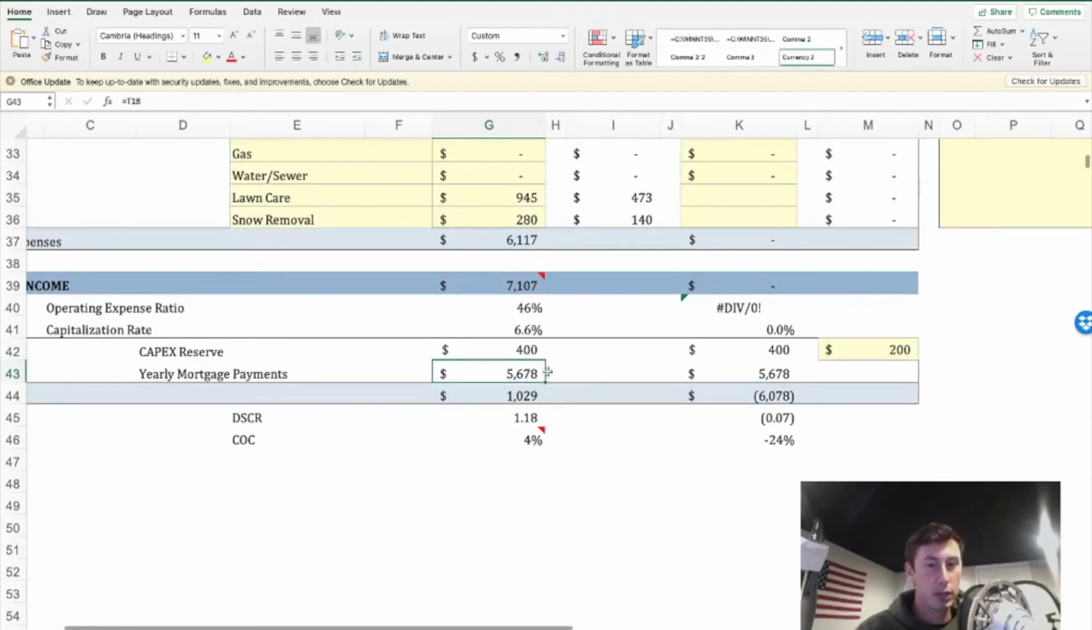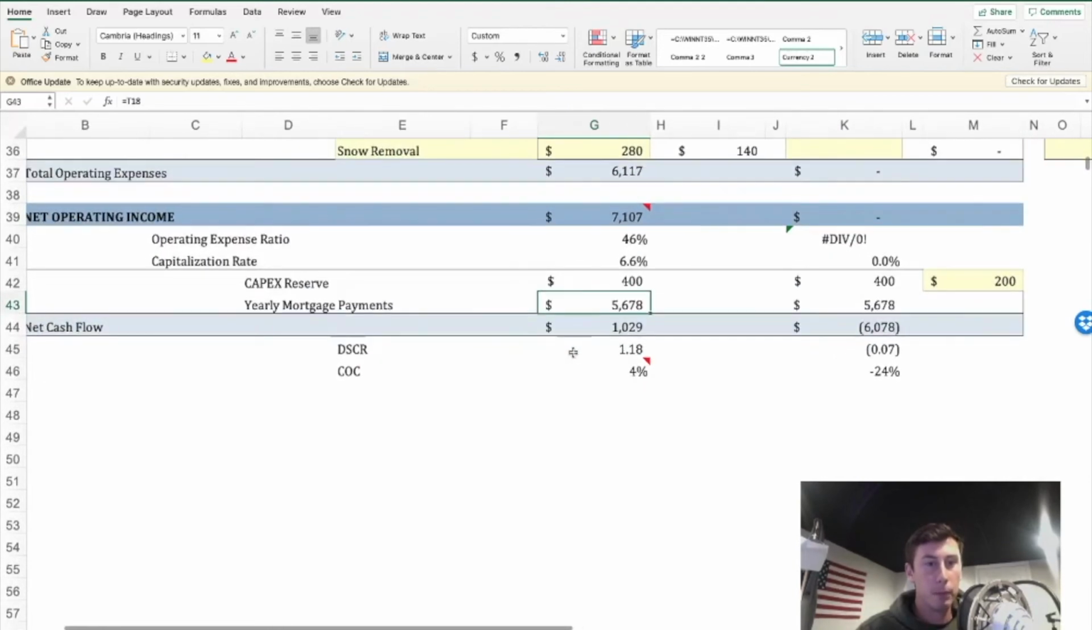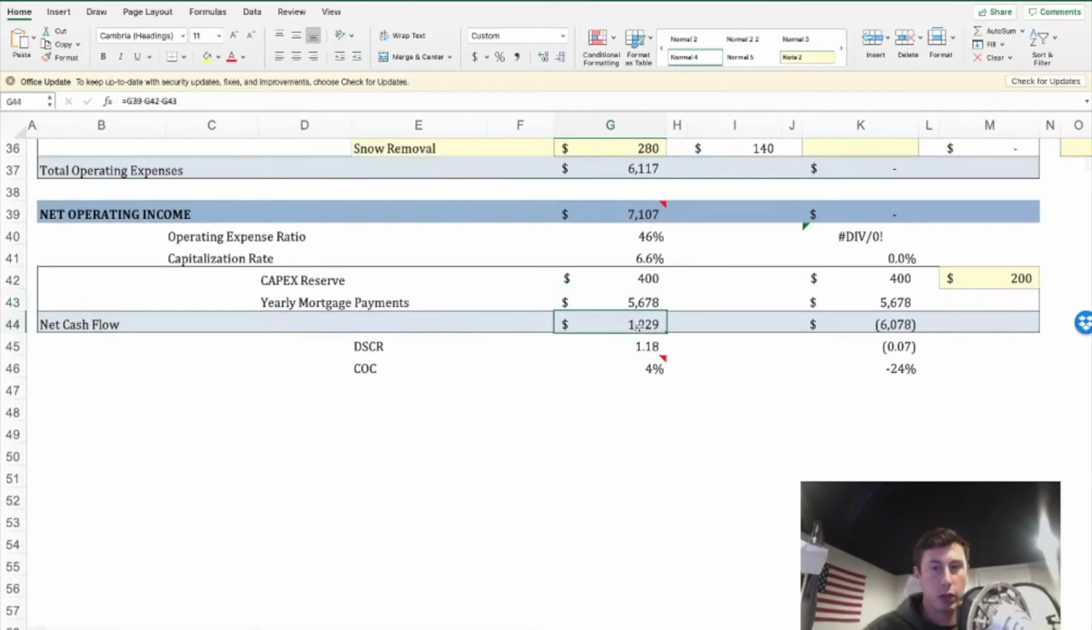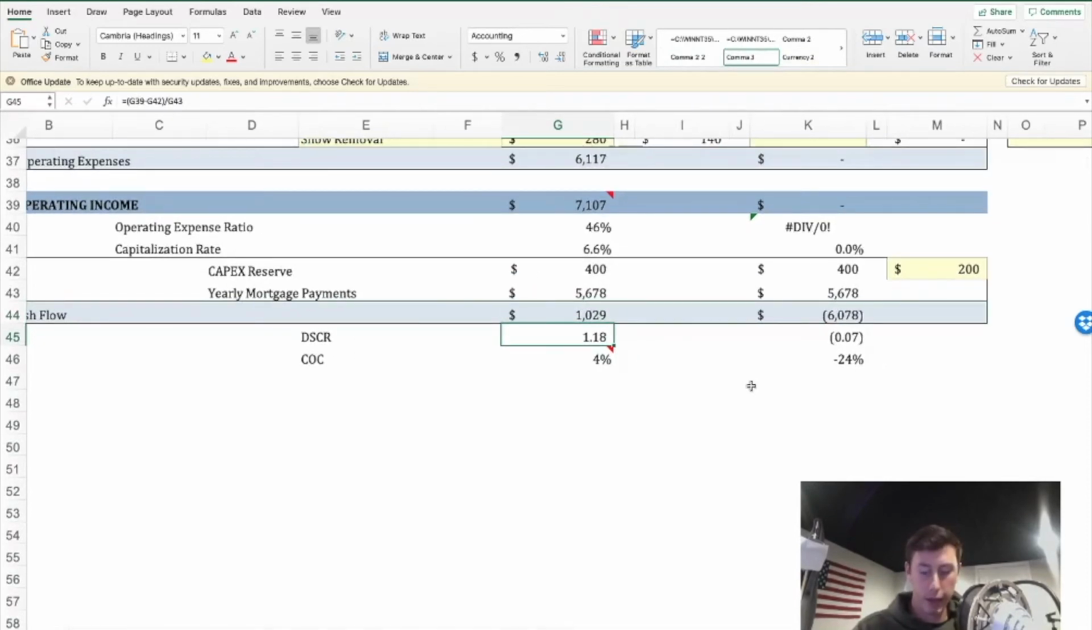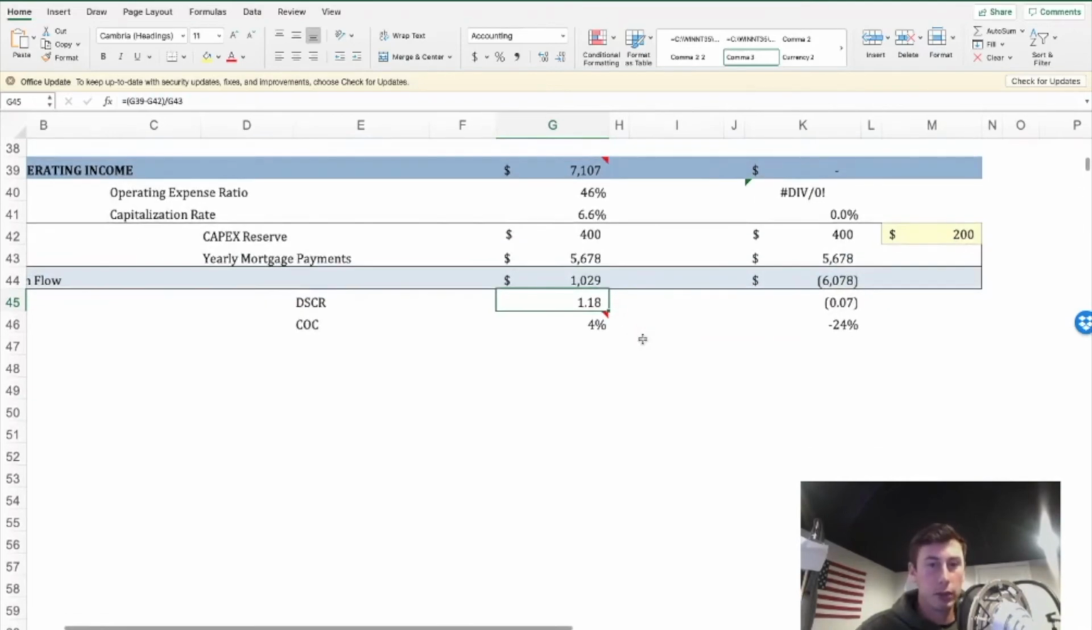Yearly mortgage payments, that's just pulling that information from the top down. And this number right here is going to be your net cash flow. So all said and done, after all your expenses, you're going to make $1,029, which honestly is not super attractive. Your debt service coverage ratio is something your bank is going to look at, and they generally want to see somewhere around a 1.2, and this is a little bit low. It's 1.18, so that's a little bit low.